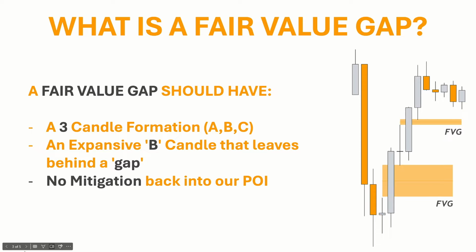Now, again, if I move on to the second fair value gap right here: candle A, candle B, candle C. We mark out our fair value gap from the high of candle A to the low of candle C. Or if we are marking out, say, this fair value gap, for example, which is also a valid fair value gap, we have candle A, candle B, and candle C. We mark it out from the low of candle A to the high of candle C, or from the high of candle A to the low of candle C. The gap in the middle of candle B is our fair value gap.